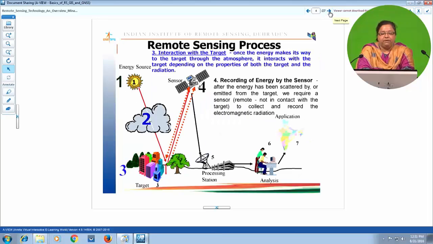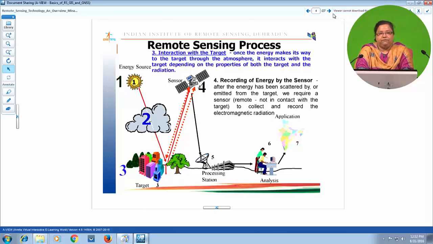The third step in the remote sensing process is the interaction of this energy with our target, which is basically Earth's surface. There are a number of changes which happen in both the radiation and the target based upon their properties. The fourth step in the remote sensing process is recording of this energy by a sensor which is not in contact with the object, but in fact is on board a satellite which is orbiting the earth.